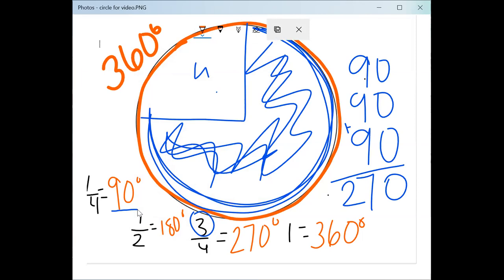Again, I'm just taking my 360 and dividing by my denominator. And in some cases, like 3/4, I have to add multiple times. The video that you will see tomorrow will go over a little bit more in depth about how to find different angle measures, and if the numerator is not 1, how we can go about finding that.